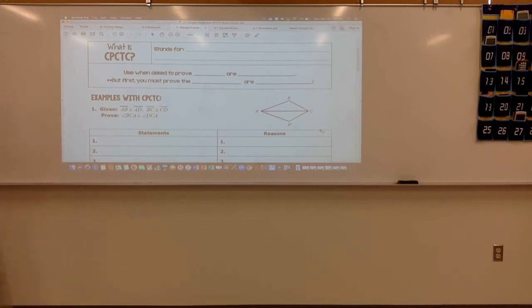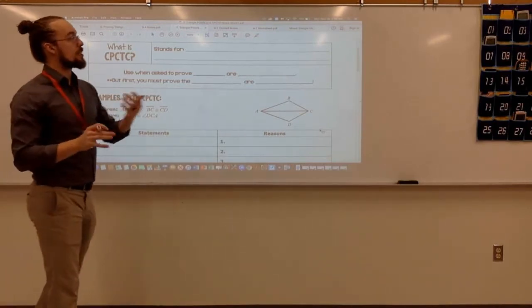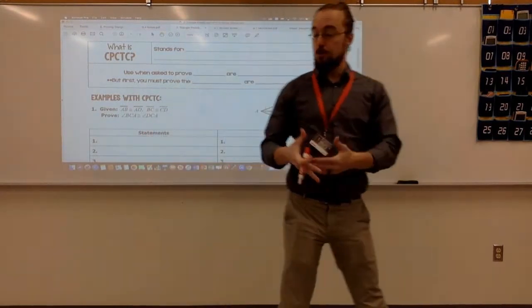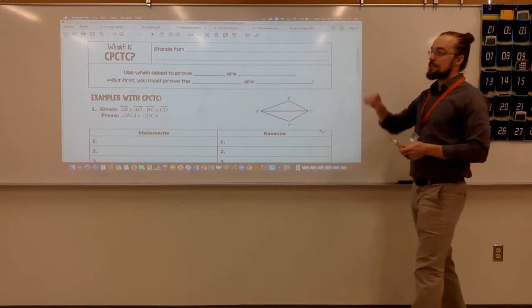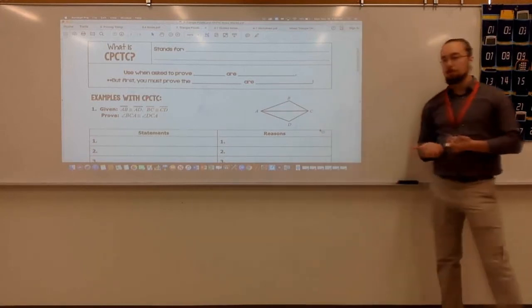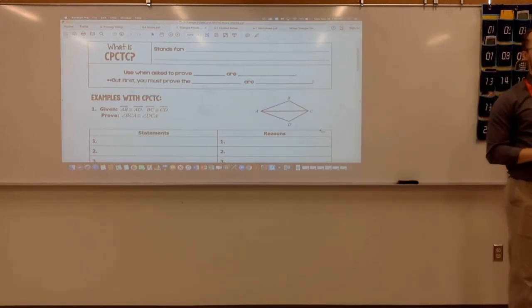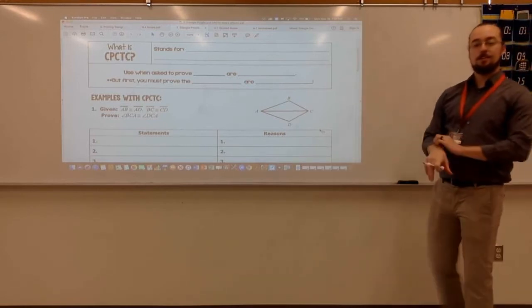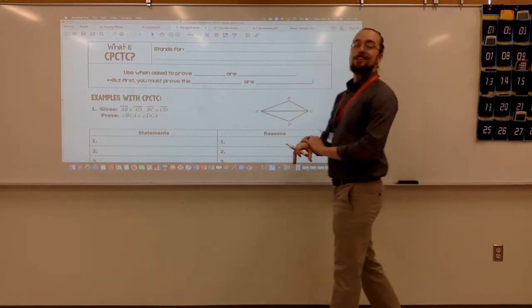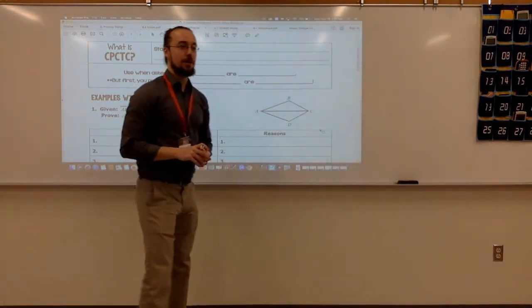So this is kind of the last new thing that we're going to do with proofs in this chapter. And we actually already talked about CPCTC a little bit. Does anybody remember what that stands for? Congruent parts of congruent triangles are congruent. So close. Corresponding parts of congruent triangles are congruent.